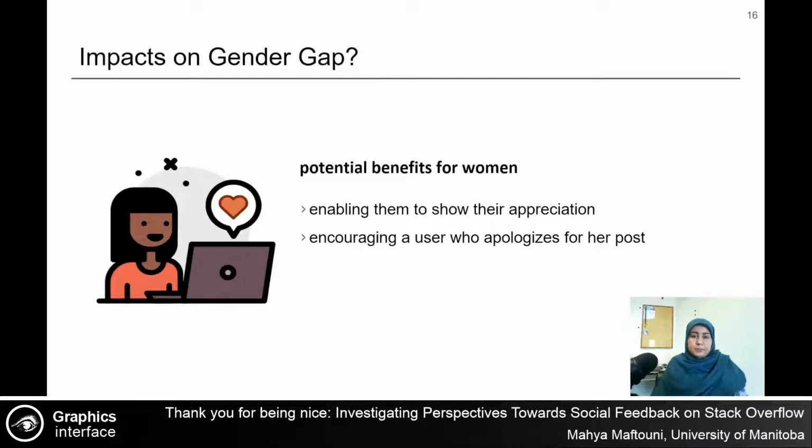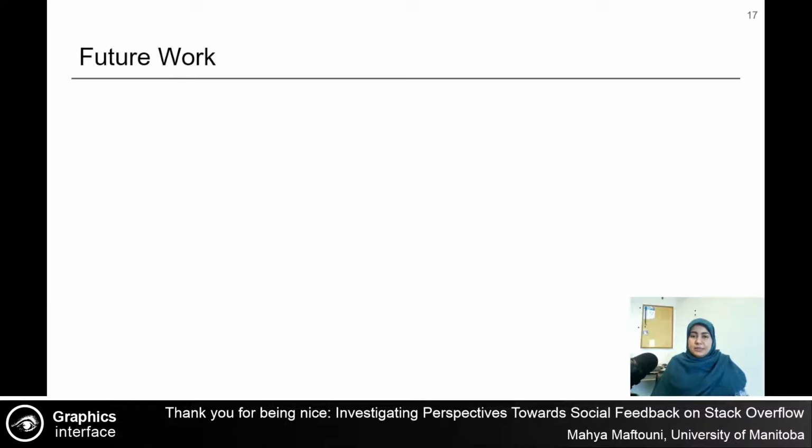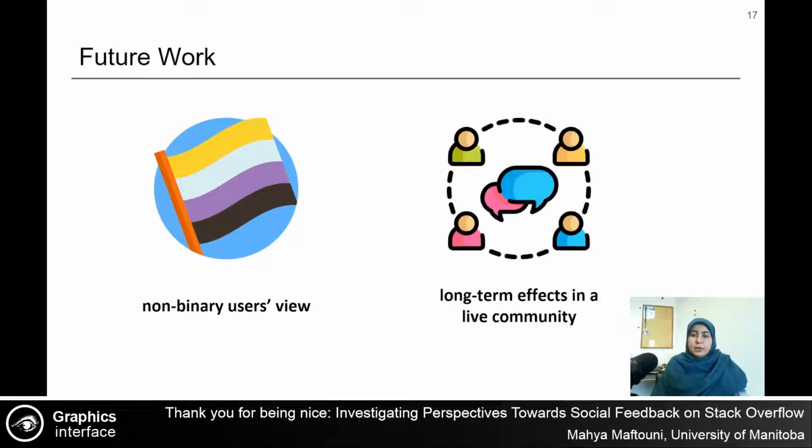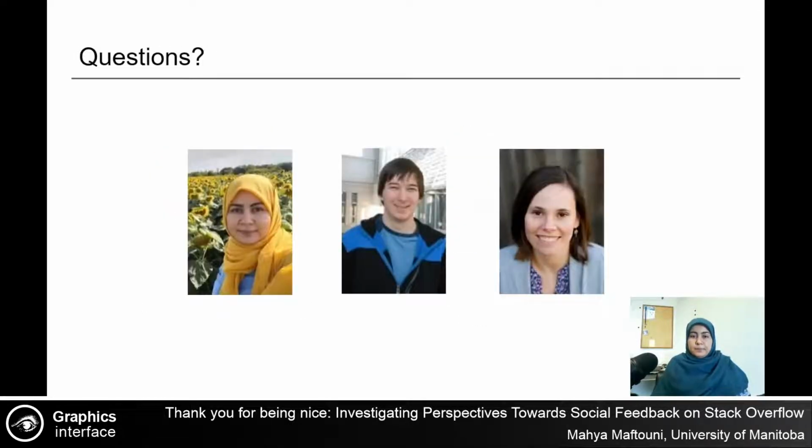Our collected data is incomplete in the sense of missing non-binary users' views, which should be addressed in the future. Also, our participants had short exposure to this proposed feature while they interacted with a Q&A prototype. So to evaluate the long-term effects and actual behavioral changes, a long-term study with a live community is needed. Thank you for listening, and I would be happy to answer questions.